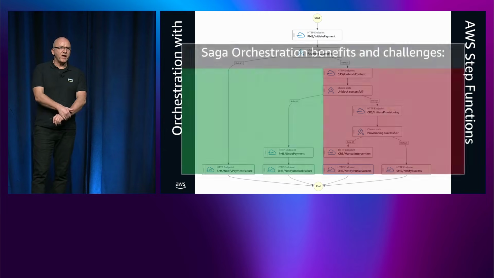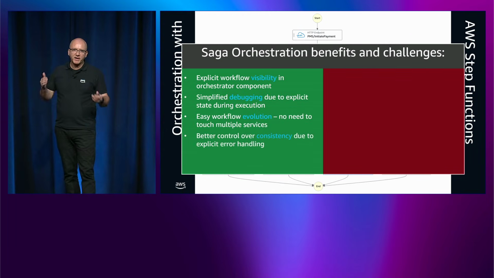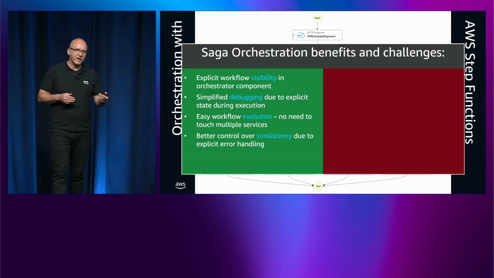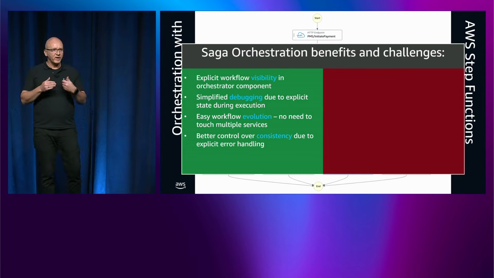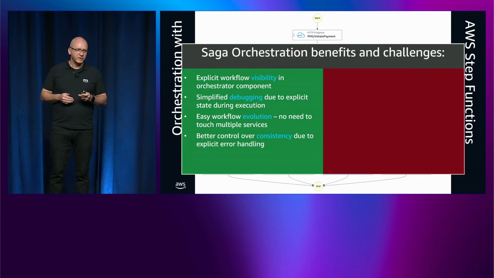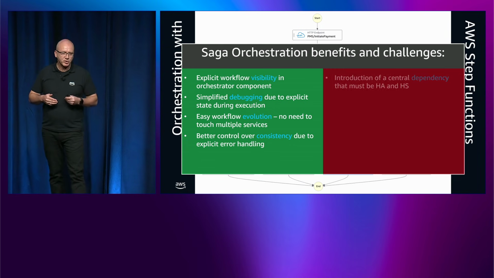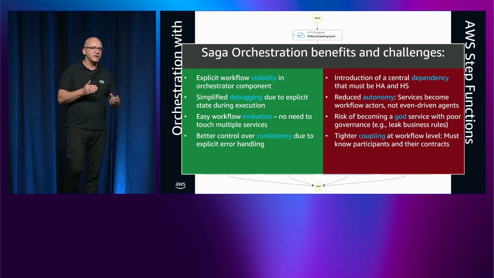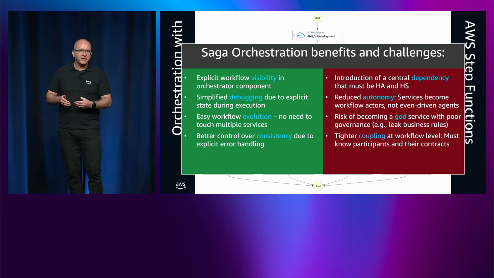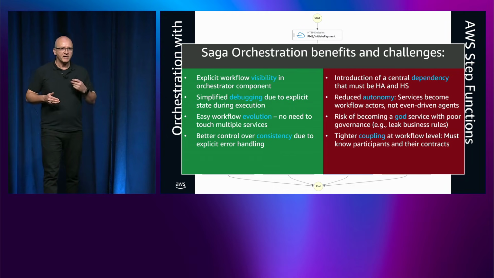Right, so what are the benefits and challenges of orchestration? The main benefit, obviously, is that you make this workflow explicit. That also makes it easier to evolve the workflow and to find error solutions or uncover error situations, and make sure that everything is consistent, because the executor also keeps state of it. Apparently, you introduce a new component here, and that should be highly available and highly scalable.